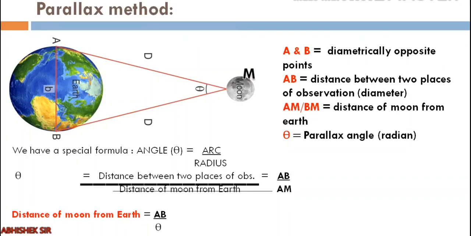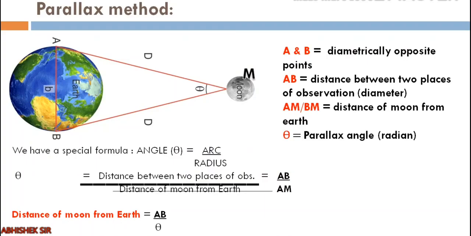So this method is very simple. You see, only three things we have to take care: two distant places, the distance between two places, and the angle. Clear? Remember, we are finding the distance of moon from the earth. Clear? So let us see how we get the distance of moon from the earth.